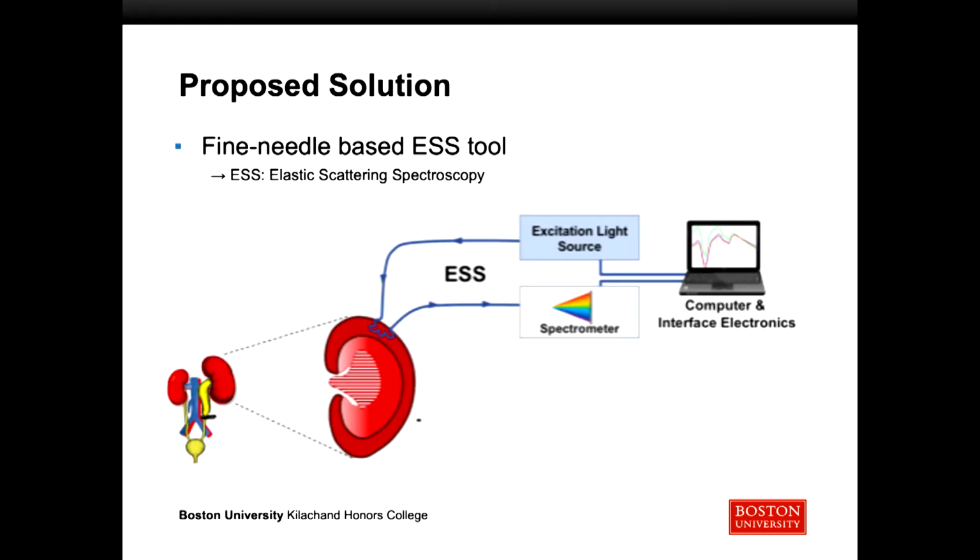So to address this problem, we proposed a fine needle-based device that utilizes electric scattering spectroscopy, or ESS, to assess the health of kidneys. The way our device works is that a small needle, which is much smaller than the one used in renal biopsies, is inserted into the kidney. Within the kidney, a pulse of light is shone that is scattered back in a pattern that reflects the properties of that tissue, which becomes altered by the extent of IFTA.